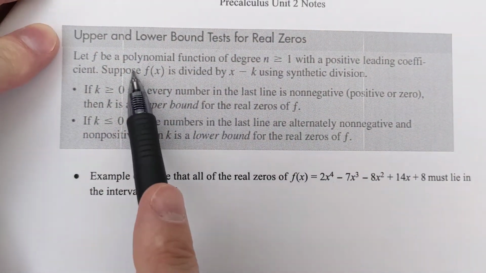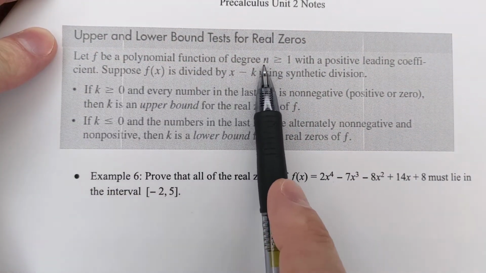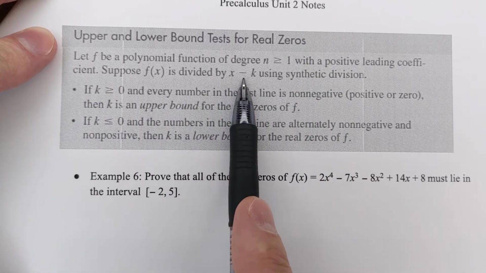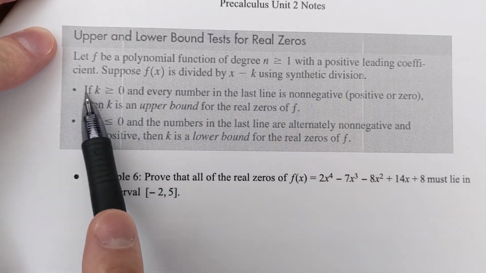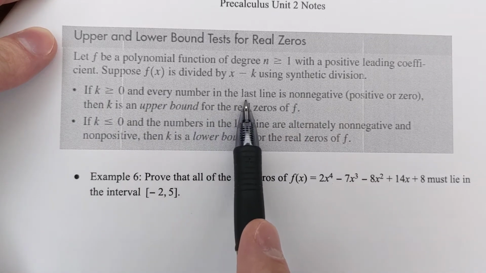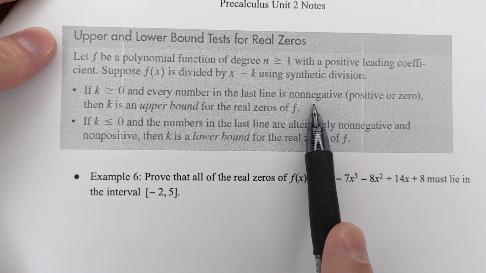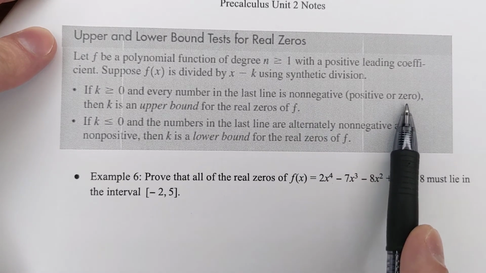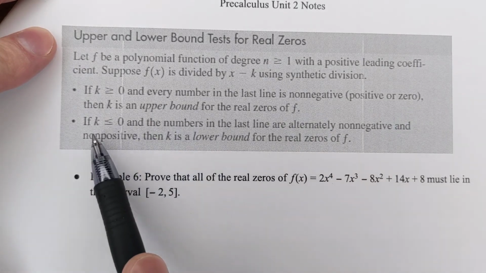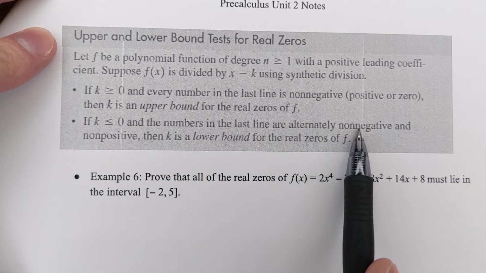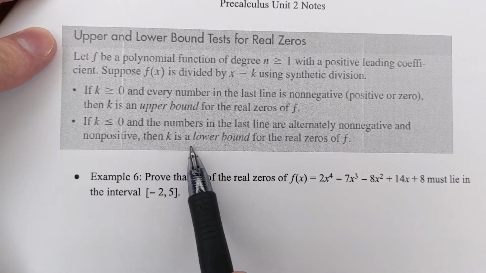So here are the rules. Let f be a polynomial of degree n, with n more than 1, with leading coefficients. Suppose f of x is divided by x minus k using synthetic division. If k is more than 0 and every number in the last line is non-negative, meaning it can be positive or 0, so it doesn't say positive here on purpose because it could also be 0, then k is an upper bound. If k is less than or equal to 0, and the numbers in the last line are alternately non-negative and non-positive, then k is a lower bound.